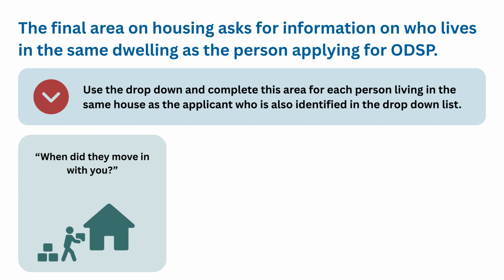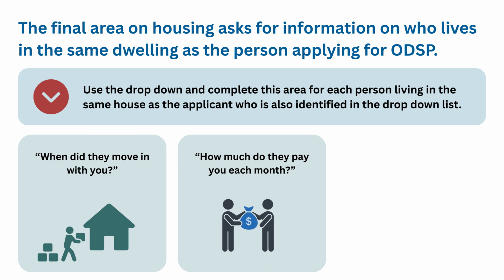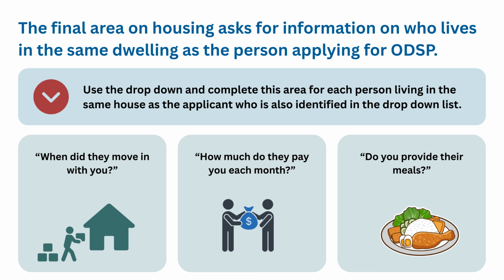When did you move in with them? How much do they pay the applicant? And who provides meals? In this area, sometimes it can help to put the applicant's name into the question. So let's say the applicant's filling this out and they indicate parent in the drop-down list. And then it says, Jay, when did you start living with your parent? Well, when I was born. So you put the date of birth for a parent. Jay, how much does your parent pay you to live in the house with you? They don't. So you would put 0 in.